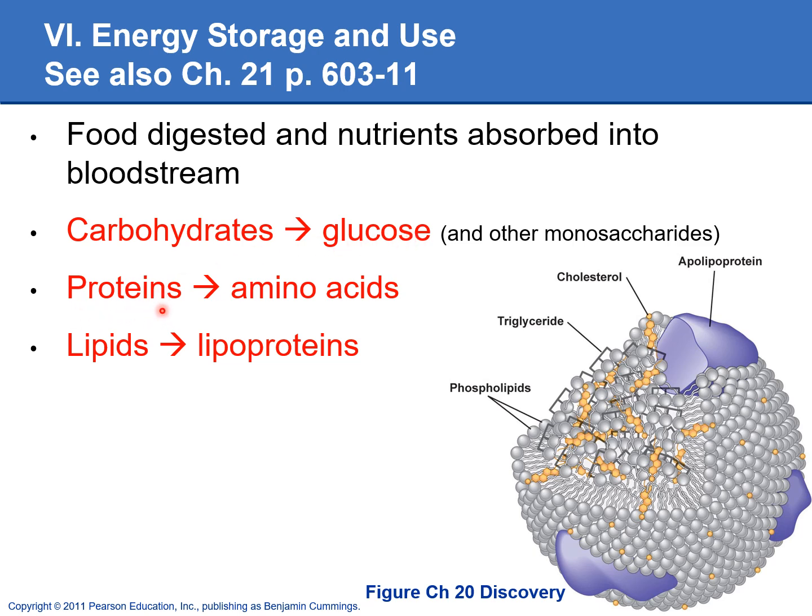And then proteins that we eat in our diet are broken down into amino acids and transported just as amino acids in the blood, because amino acids are also hydrophilic and mix really well with the water in the blood. But lipids are very different because they're hydrophobic, so they don't like to mix with the water in the blood. To get them to mix better, we package them with some proteins and make lipoproteins in order to transport the lipids in the blood.